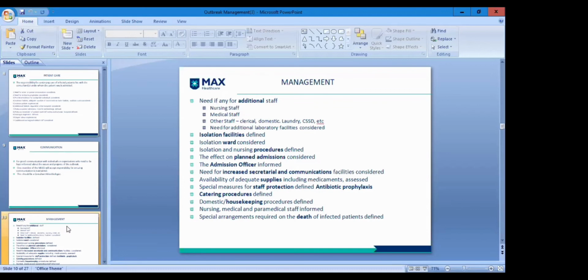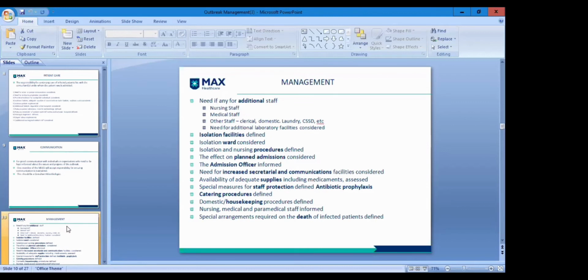Okay, and the bed managers, usually the admission officers, are informed, and they have a trigger mechanism. Look, in my facility, 4 are available, I can take 1 more patient. So the bed managers are usually informed in the case of the management. The need for increased secretarial or communication facilities: yes, we did it in case of COVID, that the communications were increased during that time.